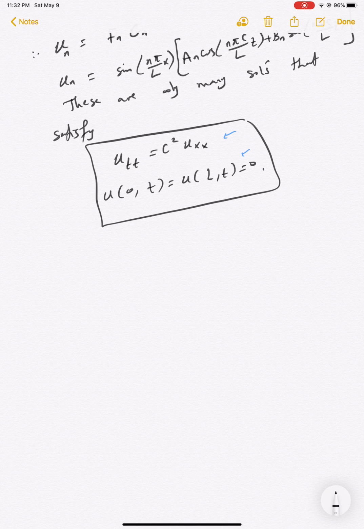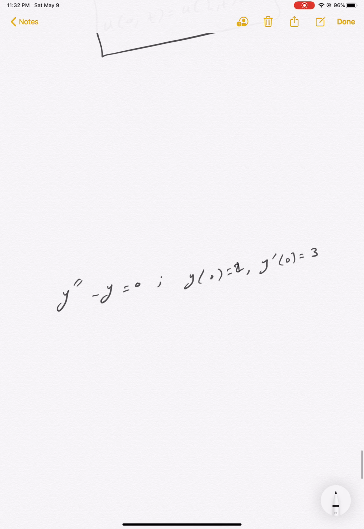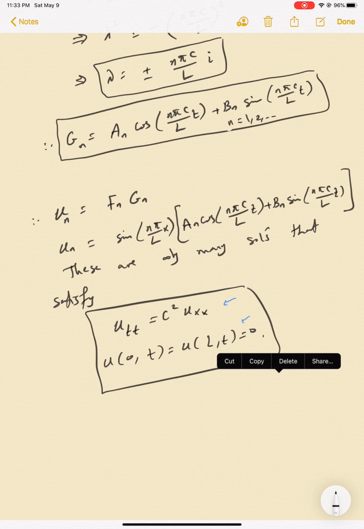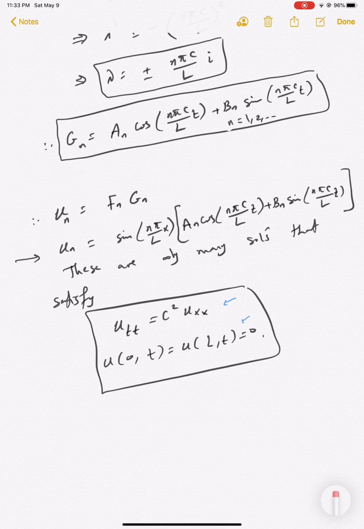The idea, let's go back a little for a quick revision about ordinary differential equations. Imagine you have y'' minus y equals 0 together with two conditions, y(0) equals 2, y'(0) equals 3, for example. You start solving and you find the characteristic equation, from which you have lambda equals plus minus 1. This gives you two solutions, y1 equals e to the x, y2 equals e to the negative x. In our case, I want to connect this stuff together. I have infinitely many solutions. I have these u_n. These are infinitely many solutions.